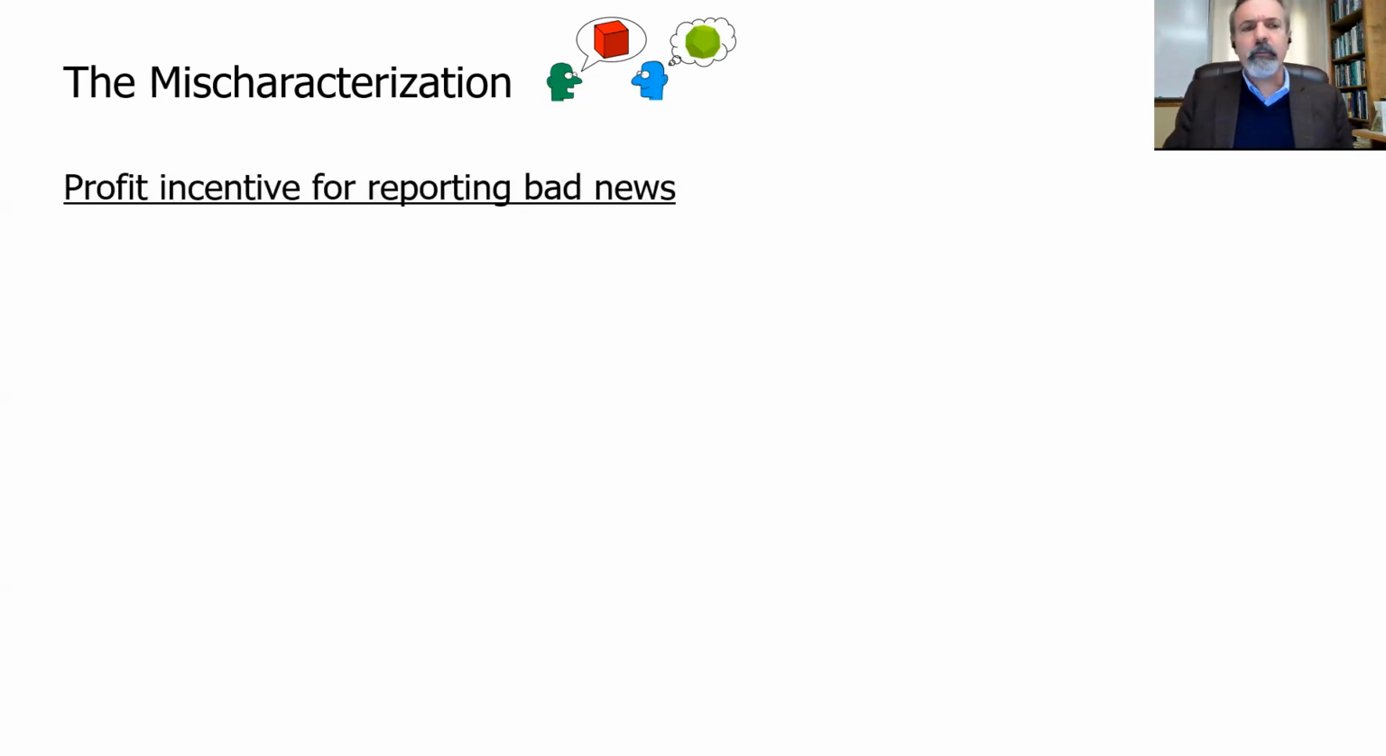And where does this mischaracterization come from? Well, it turns out the media has a profit incentive to report bad news. We like bad news. And how do I know this? Because when you see bad news, you'll click on it or you'll turn the channel to watch it. When I show you good news, people might say they like to hear good news, but the fact is, if you look at their behavior, they don't. If I show you good news, you'll turn the channel. It's not interesting.